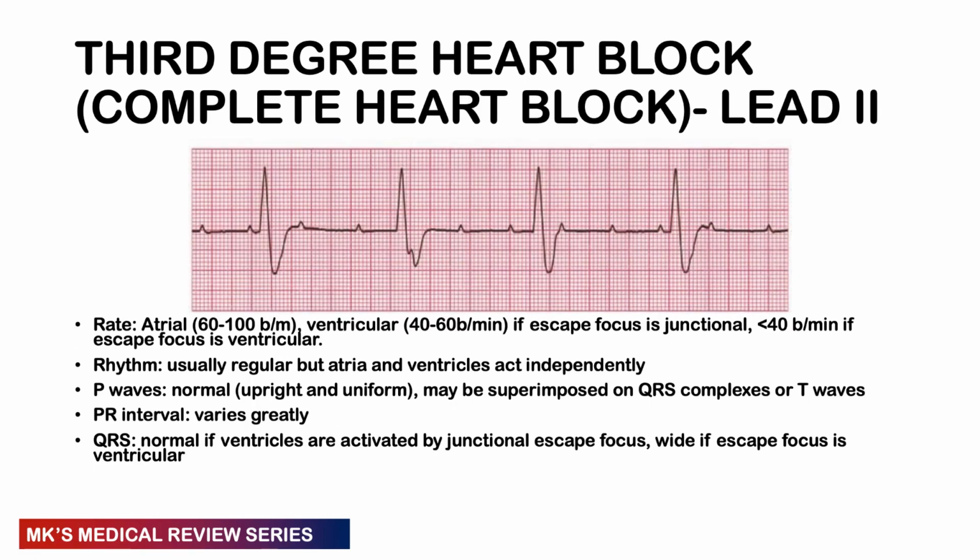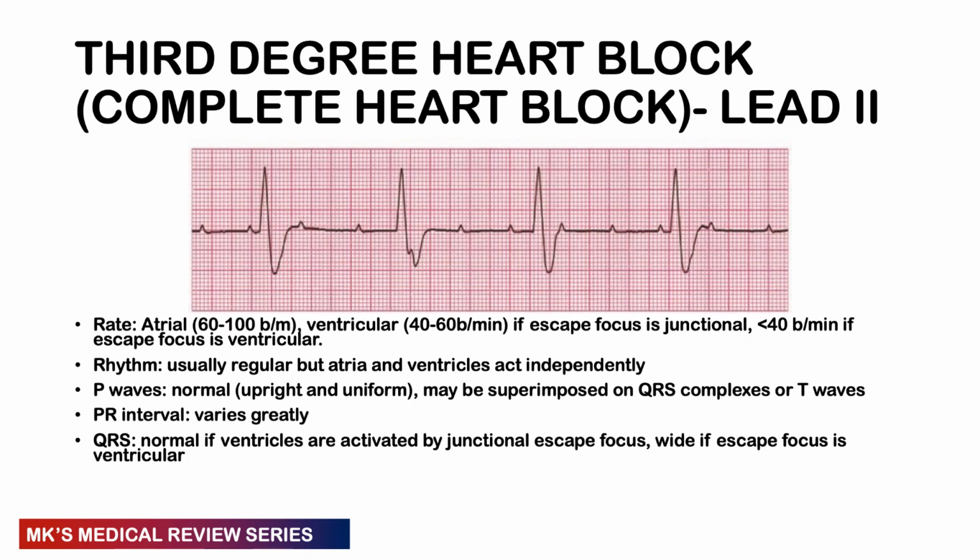In third degree heart block, as you can see, there's no relationship between the P wave and the QRS complex, and they are occurring at their own rates and their own intervals. And you often are going to find out that the ventricular rate is going to be much slower than the atrial rate. So if it's the atrium, it's going to be beating at 60 to 100. If it's from the ventricles, 40 to 60. If it's an escape focus is junctional, it's less than 40.